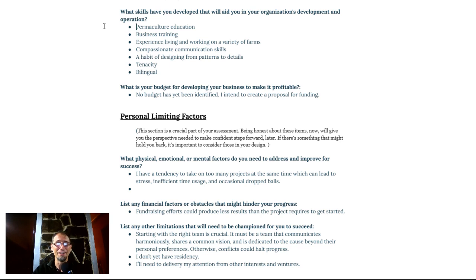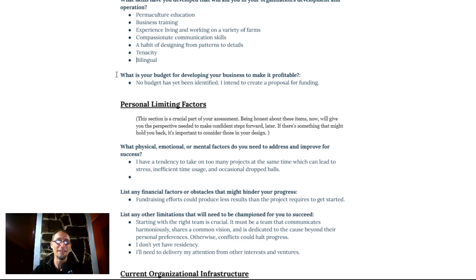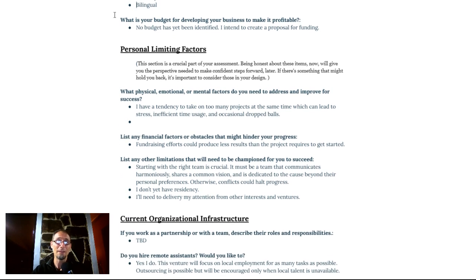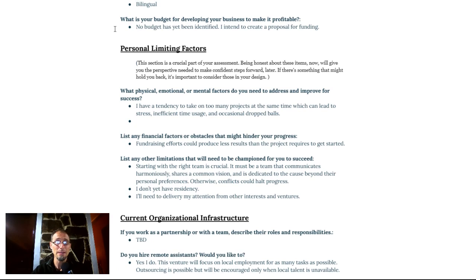I'm happy to say that while I don't have the vitality I did in my 20s and 30s, my ability to communicate with people different than me has definitely been refined. A habit of designing from patterns to details. This is what I hope most to teach you through this course. It is the key. I'm tenacious, perseverant, and I'm also bilingual, which is going to aid tremendously. I have no budget identified in this case, as I intend to create a proposal for funding.